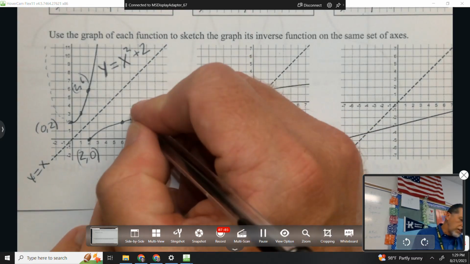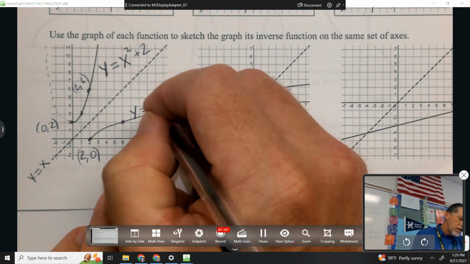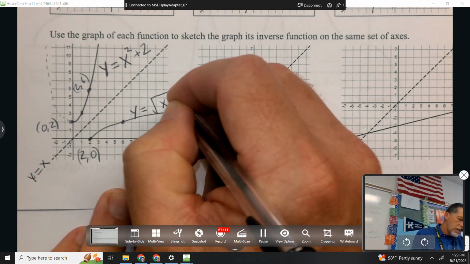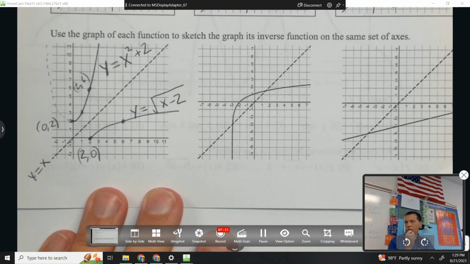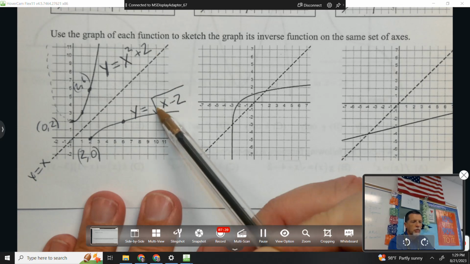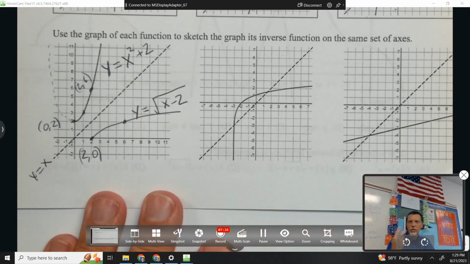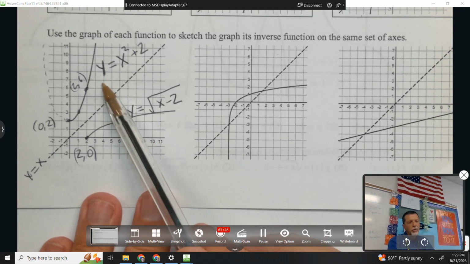What about this curve? What is it? Square root. Yeah. So inverses are supposed to undo each other. We've got an x squared and a plus 2, and we've got a square root and a minus 2. So it makes sense that something is going on here where those are sort of canceling each other out. It's pretty rare that we could do that where we could pick off the equation.